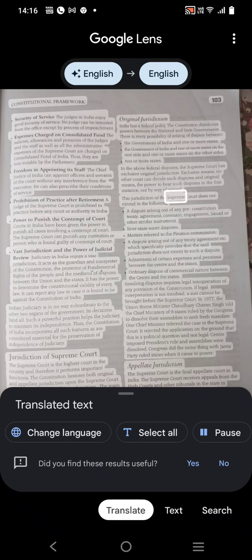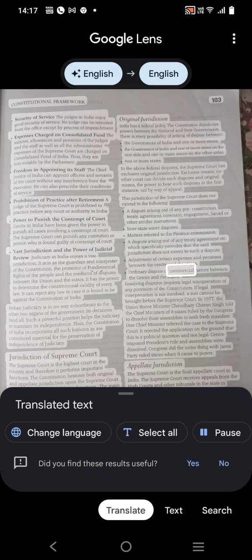This jurisdiction of the Supreme Court does not extend to the following: a dispute arising out of any pre-constitution treaty, agreement, covenant, engagement, sanad or other similar instrument; interstate water disputes; and a dispute arising out of any treaty, agreement, etc., which specifically provides that the said jurisdiction does not extend to such a dispute. Adjustment of certain expenses and pensions between the Centre and the states.